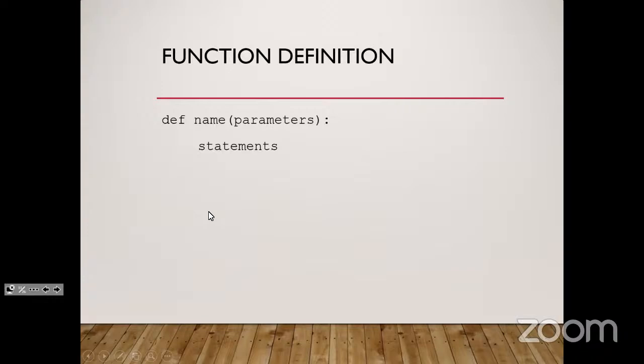So the function definition looks like this. You have DEF, some name, whatever name you want to give it. I personally think you should name it based on what it does. It'll make your life much easier when you're trying to use a bunch of them in a long string of code to know what they do.